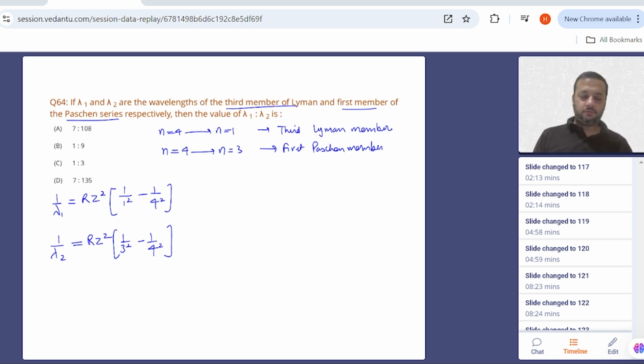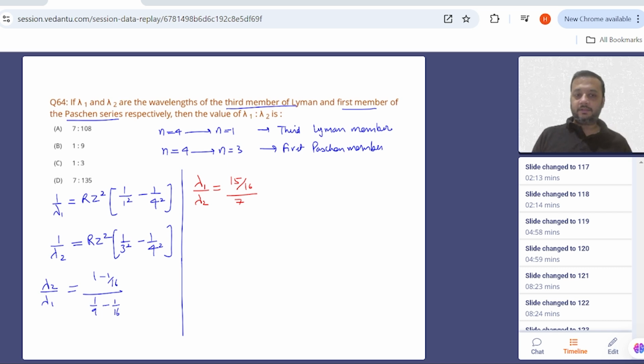Now we can just take the ratio. So 1 by lambda 1 upon 1 by lambda 2. If you divide equation 1 by equation 2, you will get lambda 2 by lambda 1. R Z square will get cancelled. This will be 1 minus 1 by 16, and this will be 1 by 9 minus 1 by 16. So here lambda 1 by lambda 2 becomes 15 by 16 divided by 16 minus 9, that means 7 upon 9 into 16. So this becomes 15 into 9 upon 7. So we can say that lambda 2 by lambda 1 becomes 7 upon 135.